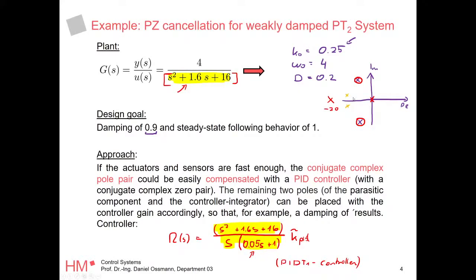Why does it also work? Remember, when we talked about the espresso machine, we said, okay, if there's a fast pole in your system, it doesn't show up in your time response that much because it's much faster than the rest of the system.